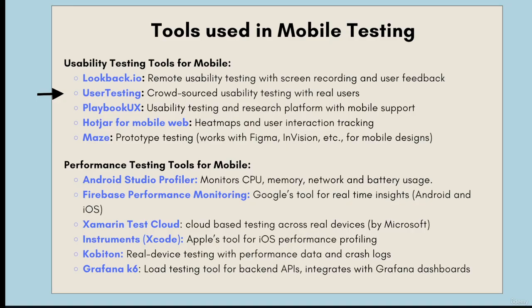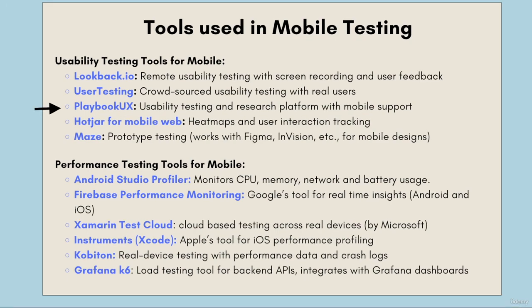In fact, I'm part of UserTesting. Any one of you guys can sign up. Go to usertesting.com and you can do tests for other companies, and they pay you like $10 per test, so it's pretty cool. Playbook UX, that's a usability testing and research platform with mobile support. Hotjar for mobile web, heat maps and user interaction tracking, and Maze prototype testing, which works with Figma, InVision, etc. for mobile designers. But remember, usability testing is usually done at the UAT stage, which could be done by the tester or it could be outsourced.